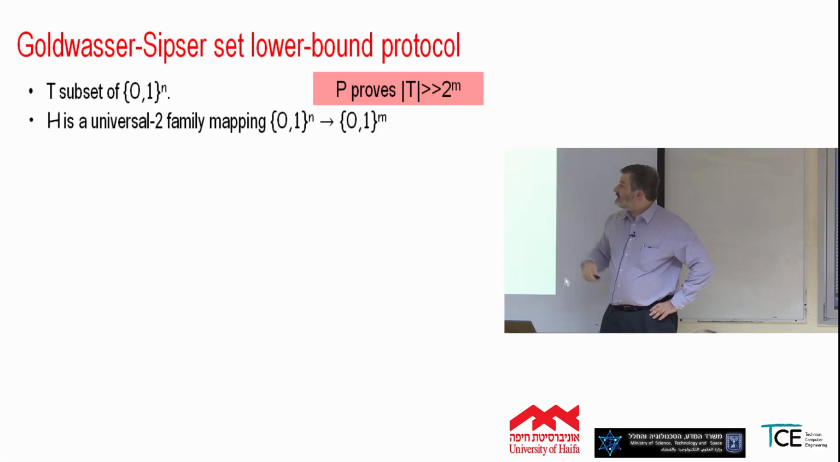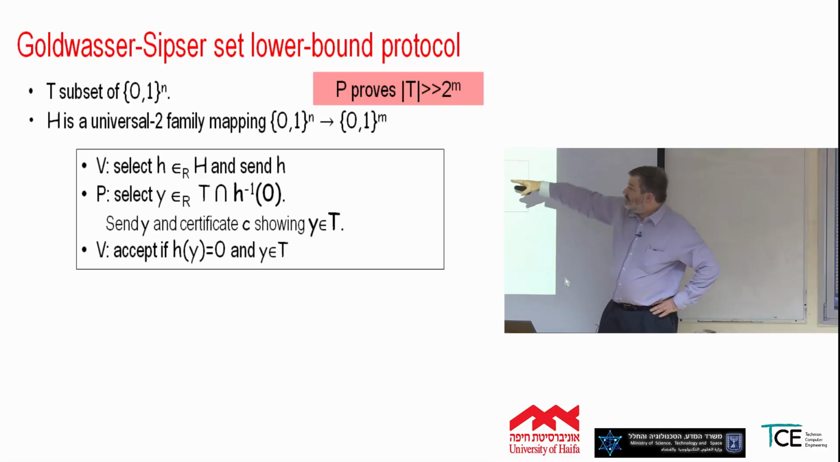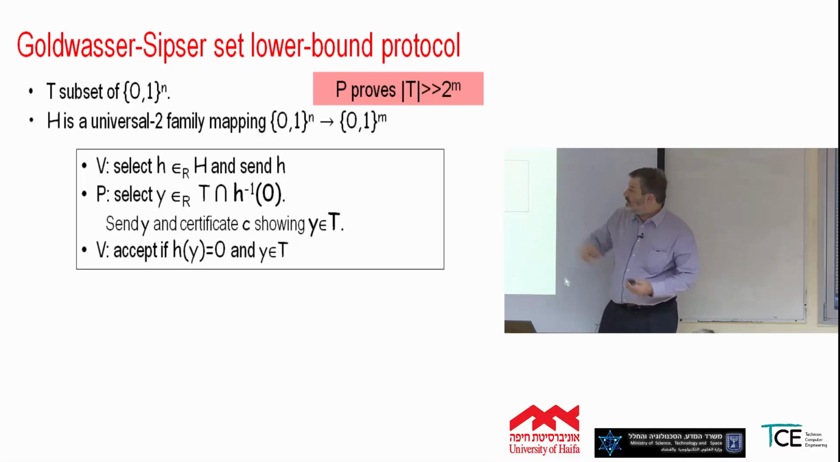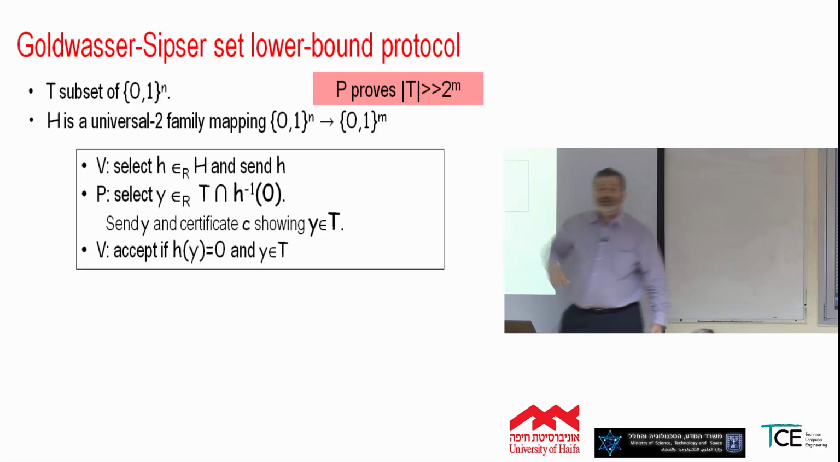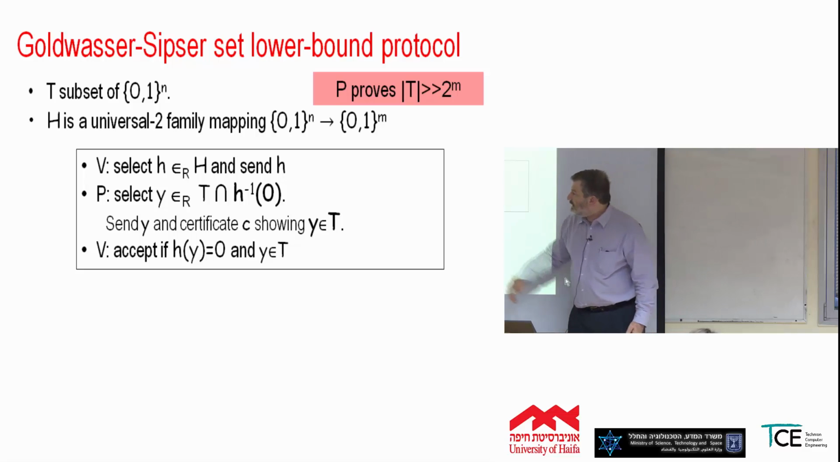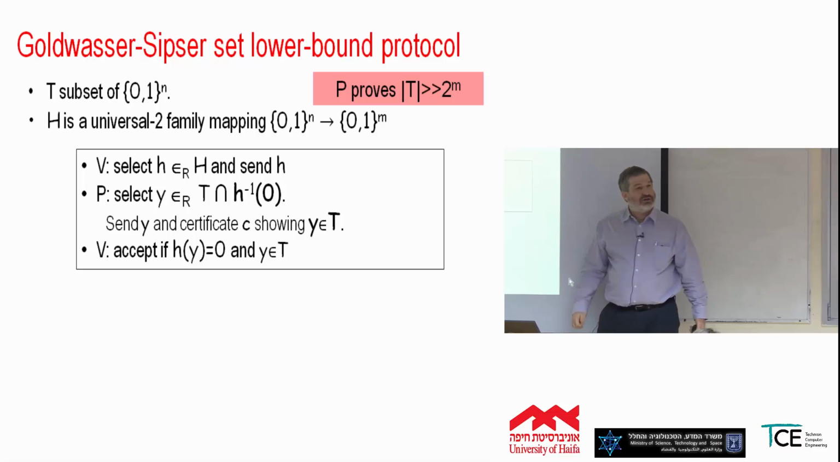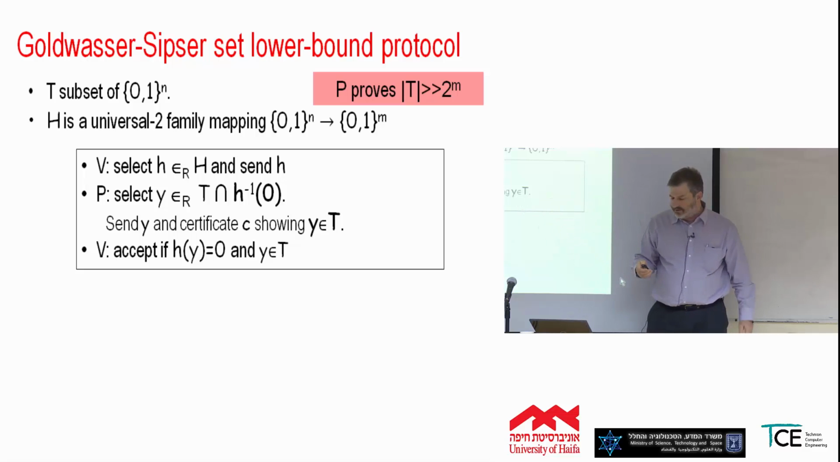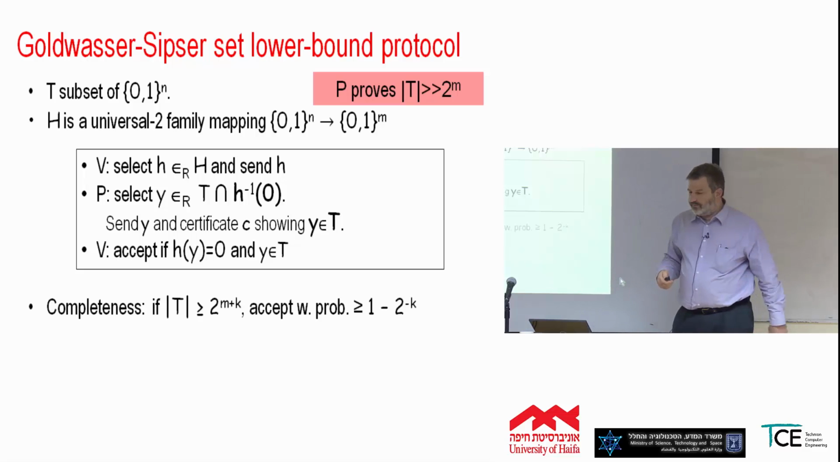So you choose such a family. V selects a random member of the family and sends H. P selects Y, such that Y belongs to T, and H of Y equals 0, and sends Y and a certificate showing that it's indeed in the set. And V accepts if indeed H of Y is 0 and the certificate indeed proves it. This is the Goldwasser-Sipser set lower bound from '86.